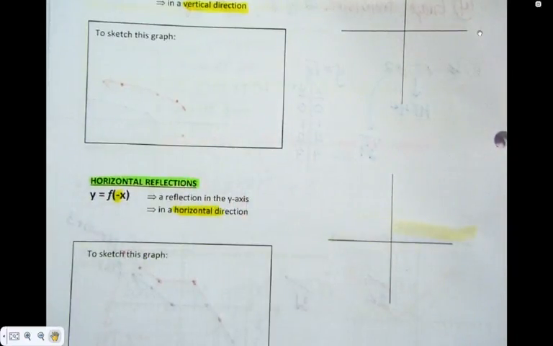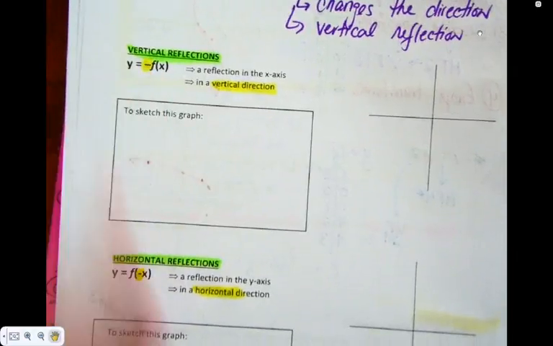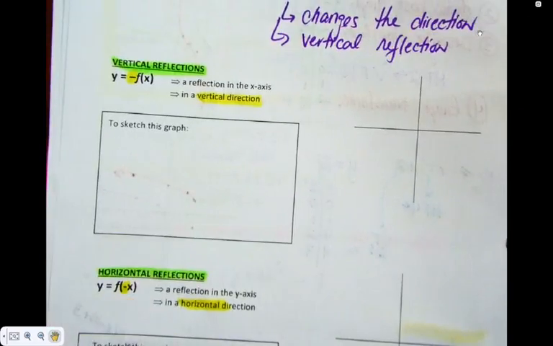Where have we talked about that before? We've only done one thing so far, so guess. Translations, right? Inside the bracket we said was horizontal, outside the bracket is vertical. It's exactly the same thing with reflections. It all just depends where that negative is. If it's out in front, it's vertical. If it's inside the brackets, it's horizontal.